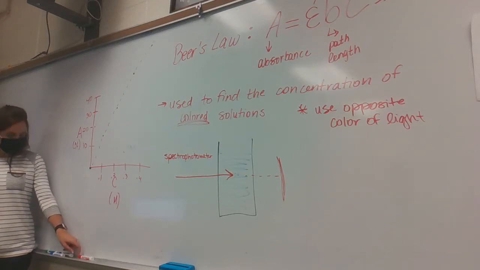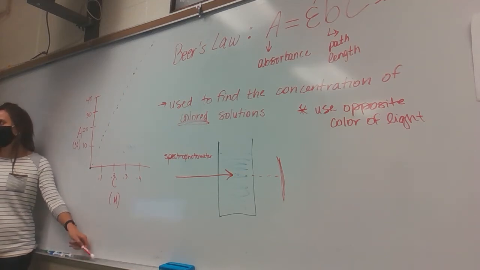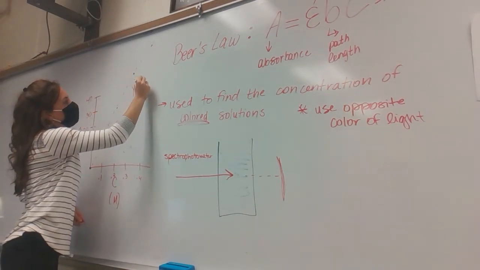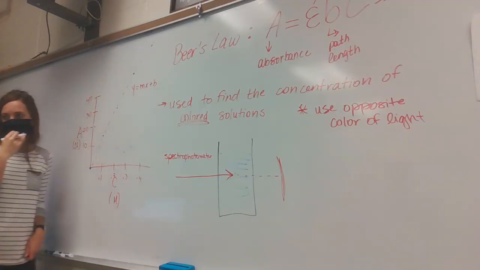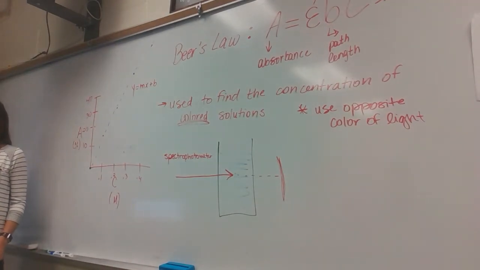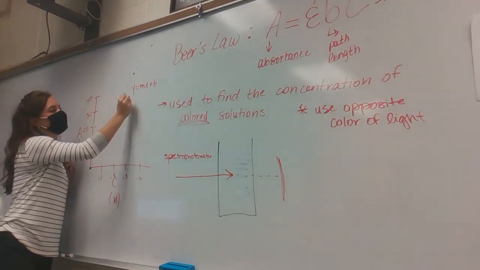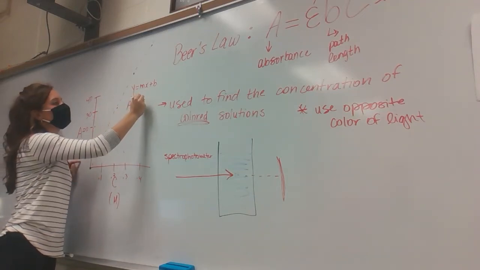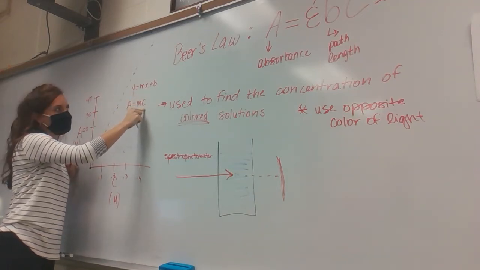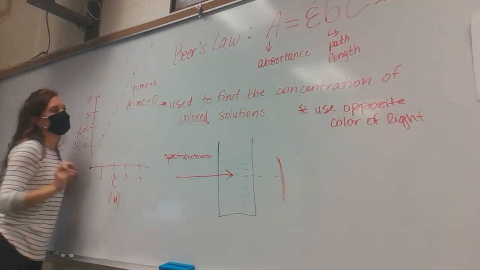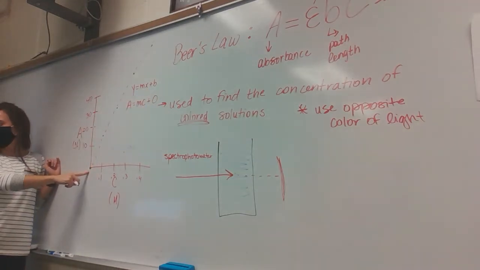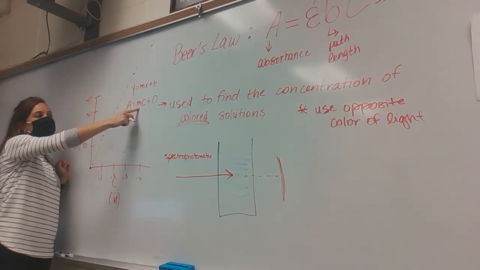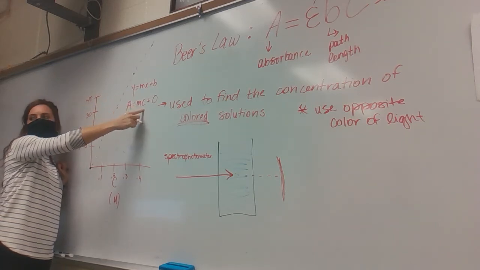You could also, because you're really good mathematicians, find the equation of this line, y equals mx plus b. Y would be your absorbance. M is just the slope of that line. X would be your concentration that you're looking for. And your y-intercept is 0, right here. And you could solve. Once you know your slope, you could plug in your slope and your absorbance and solve for concentration.